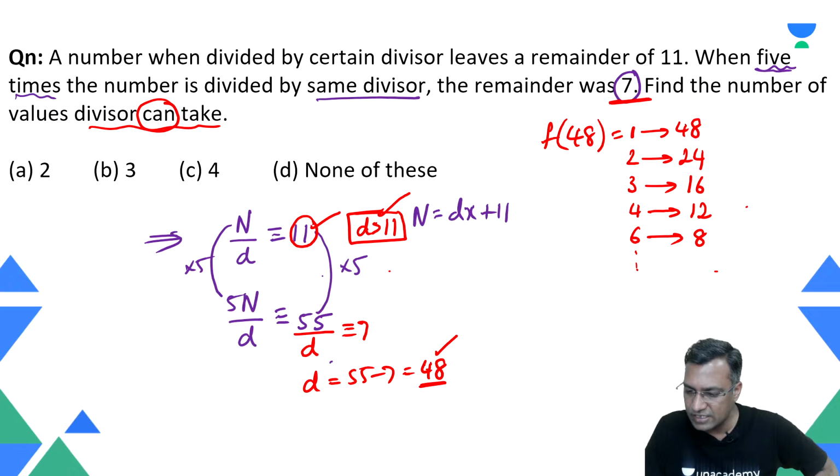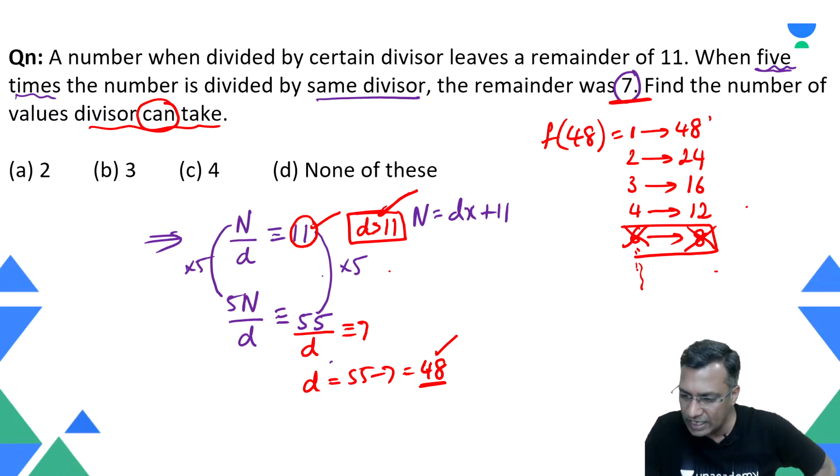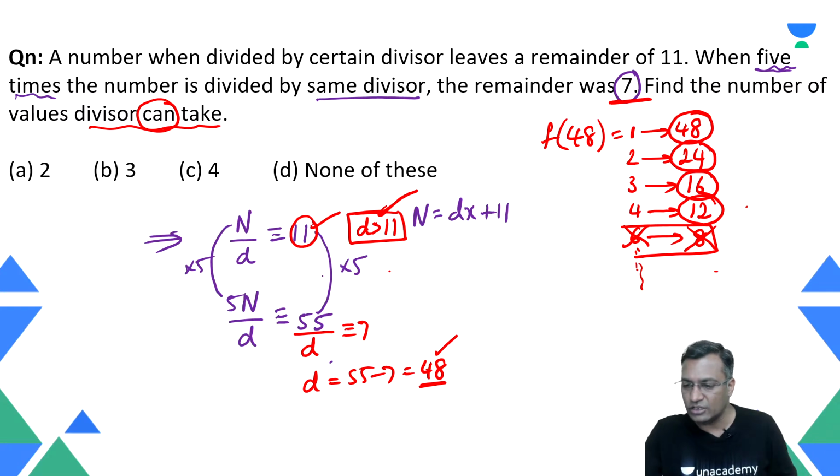But the point is, hey, 6, 8 etc. hereafter will not matter to me. Why does it not matter to me? Because 6 and 8, they are all less than 11. I'm looking at only these. In the sense 48 is fine, 24 is fine, 16 is fine, and 12 is fine. These are the 4 factors.